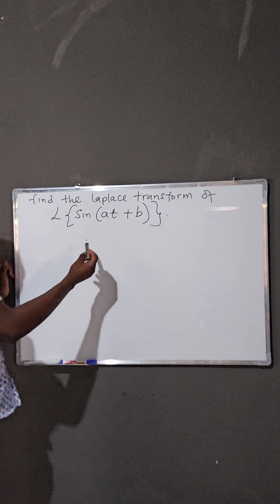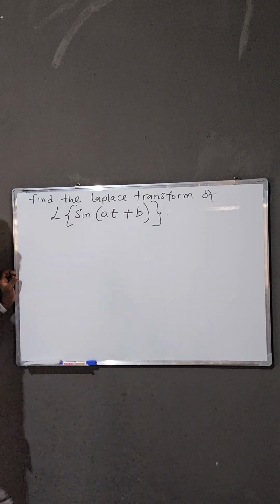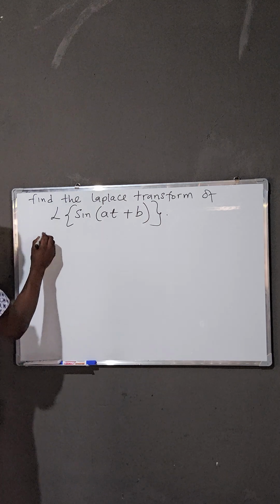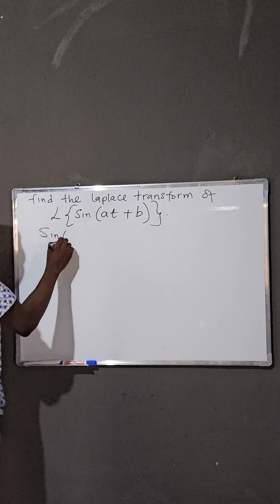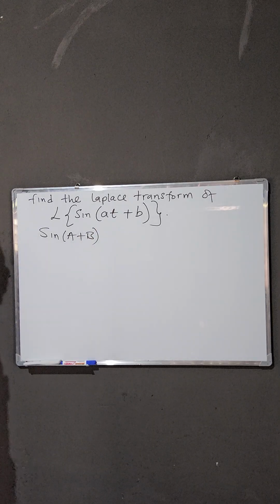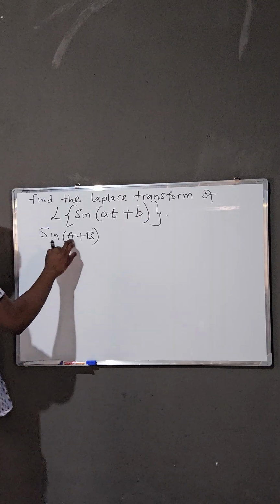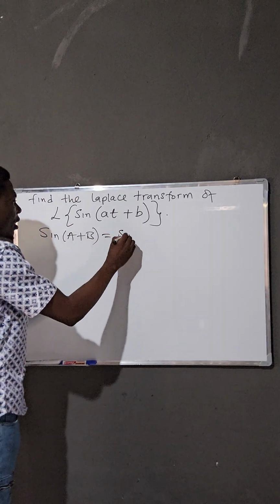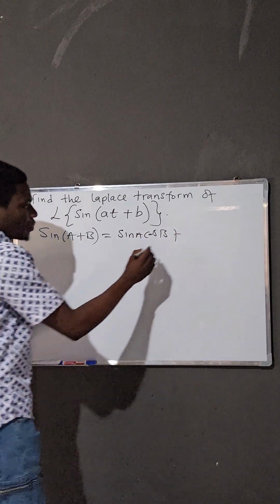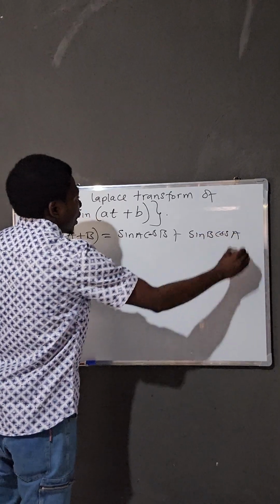For you to get the Laplace transform of this question, you need to first check what is given in that Laplace. In this case, you are going to realize that you are given something like sine(A + B). These are trigonometric identities that you need to note before you solve that question. So sine(A + B) is given as sine A cos B plus sine B cos A.